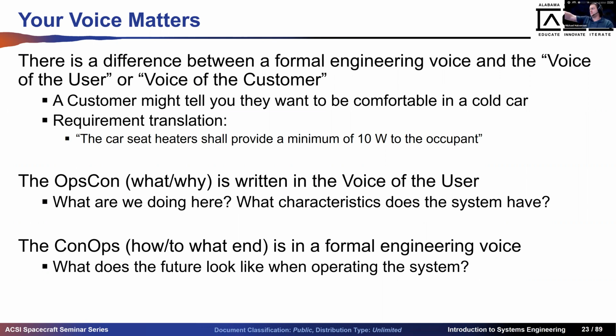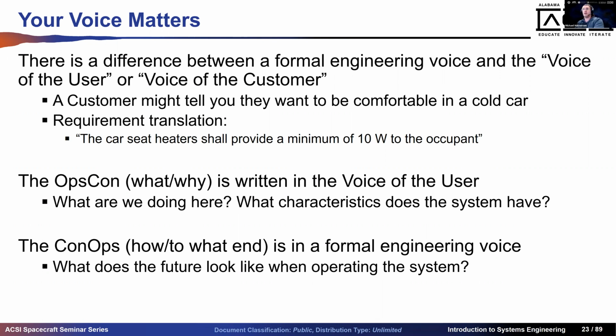So here is that car seat example. If a customer tells you, I want to be comfortable, then the requirement translation is the car seat heater shall provide a minimum of 10 watts to occupant. Yay. That OpsCon, the what and the why, that's voice of the user. What are we doing? How do we describe the system? What and why? The concept of operations, how and to what end, that is a very formal thing. We are describing operations systematically.